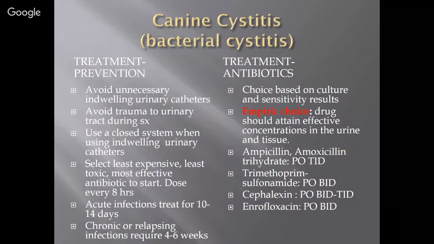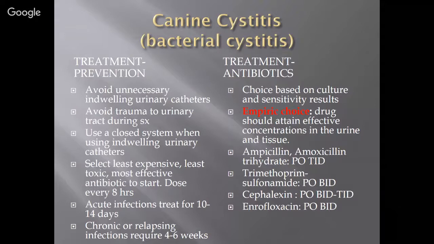The drug should attain effective concentrations within the urine and the tissue. Often we will start with ampicillin or amoxicillin. Those are the least expensive, least toxic. They can be very effective. The problem is that most of the bacteria that we encounter when we're doing cultures are Staphylococcus. And if you can remember, you'll learn this later, but Staphylococcus is not affected by ampicillin and amoxicillin.